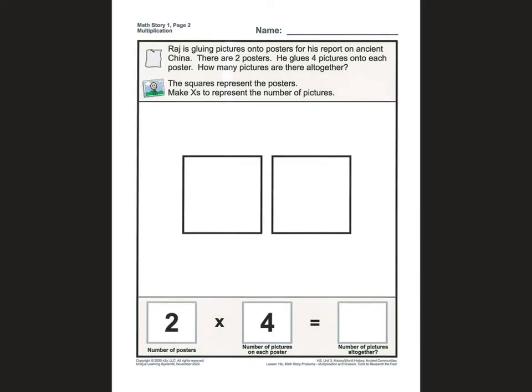Raj is gluing pictures onto posters. For his report on ancient China, there are 2 posters. He glues 4 pictures onto each poster. How many pictures are there altogether?